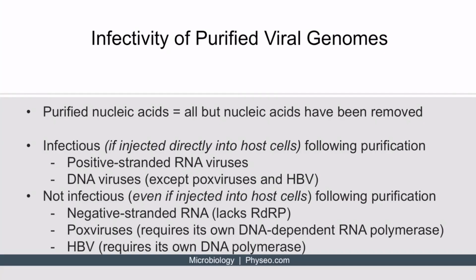I mentioned before that DNA viruses are all infectious following purification, with the exception of Poxviruses and hepatitis B. I've listed them down here as well. So now let's explain why they would not be infectious. For Poxviruses, they require their own DNA-dependent RNA polymerase. They need this for transcription in order to make mRNA from its genome. Let me show you why they need this.